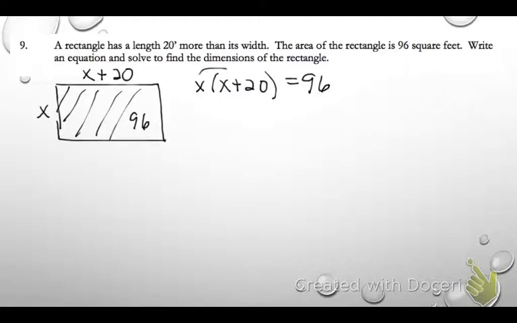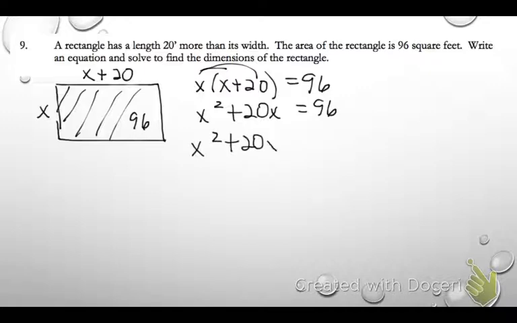So let's start by distributing our x's, and then let's subtract the 96 so we can have everything on one side of the equal sign. And now let's look and see if we can factor. So we're looking for two numbers that will multiply to give us negative 96, and will combine to give us 20.